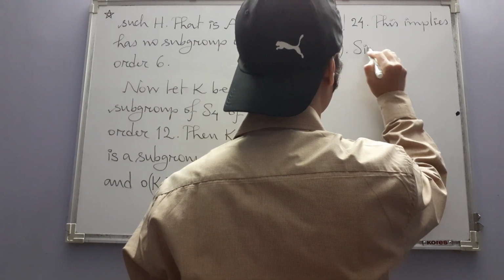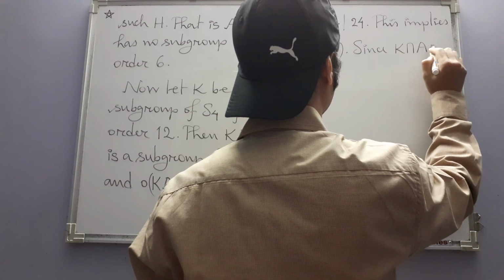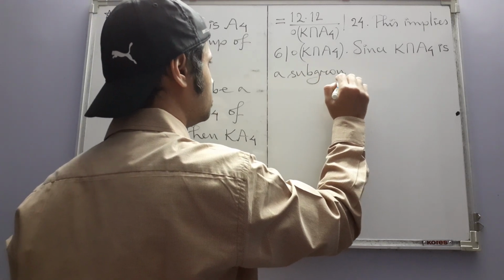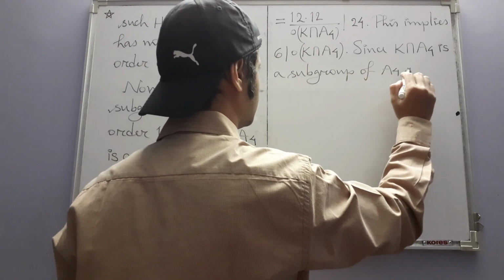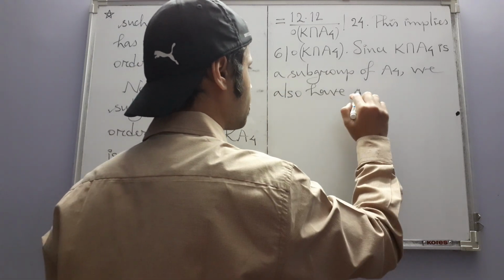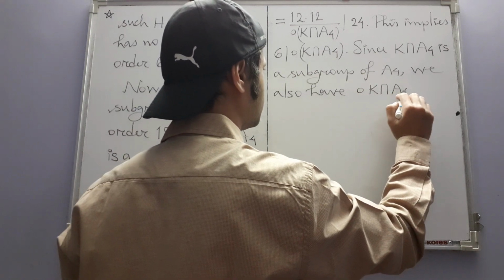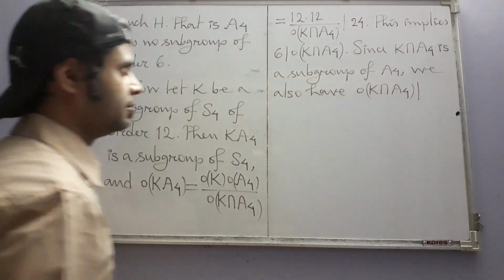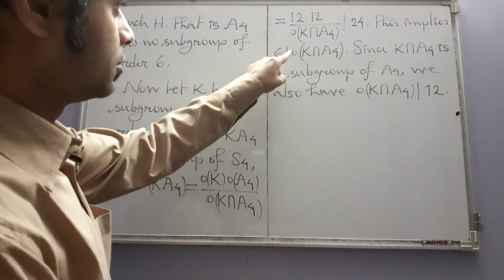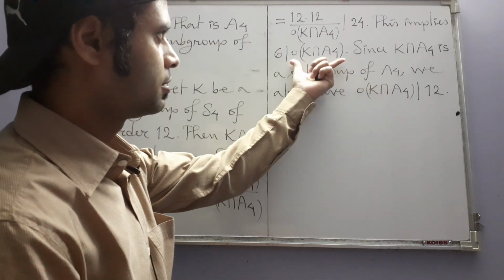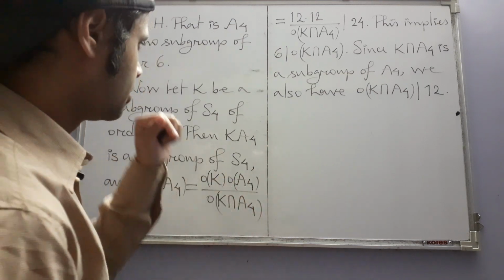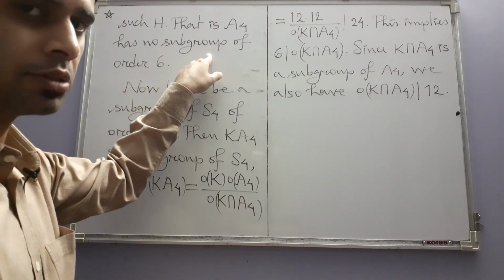Now since this intersection is a subgroup of A4, we also have the order of this intersection dividing the order of A4, which is 12. So this divisibility relation and this one tells us that this integer is either 6 or 4, but it cannot be 6. Why? Because of this, whatever we proved in the previous paragraph.